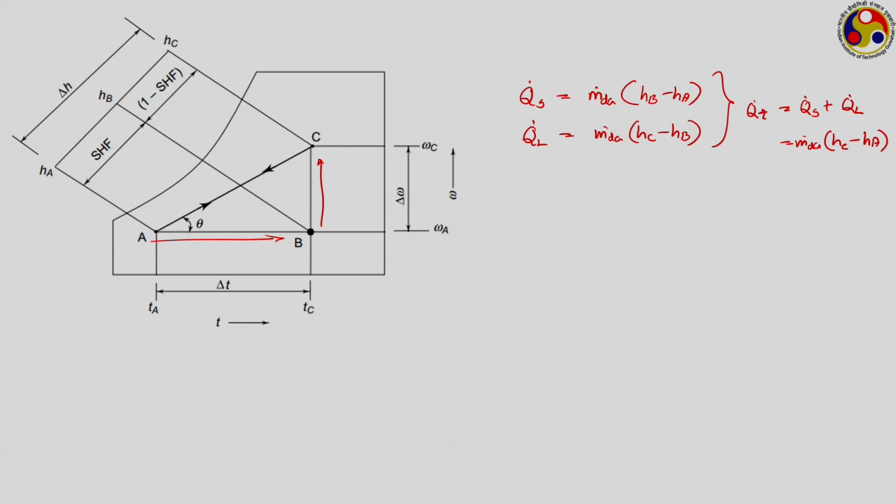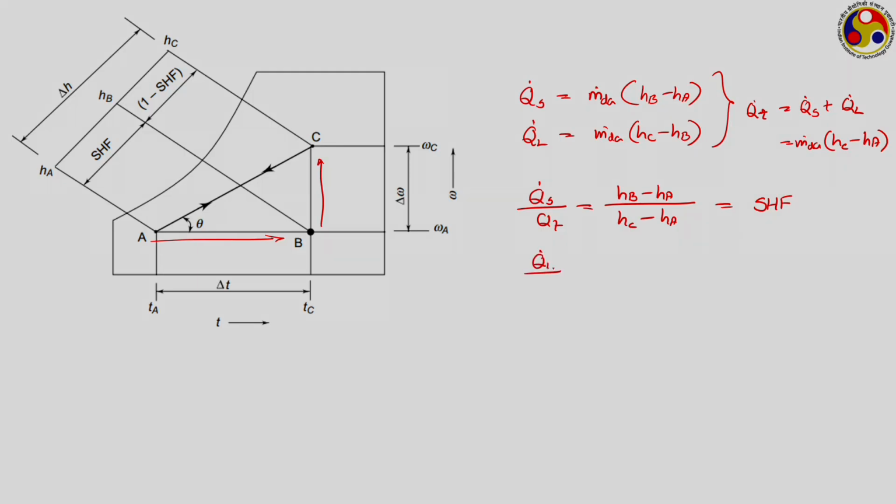Now, quite often here we define one particular parameter which is written as Q dot S, the sensible heat transfer, divided by the total heat transfer. That is, we have Hb minus Ha, the sensible heat transfer part, by Hc minus Ha, the total heat transfer. This particular factor is called the sensible heat factor, SHF.